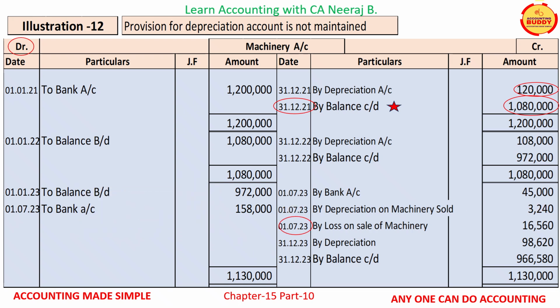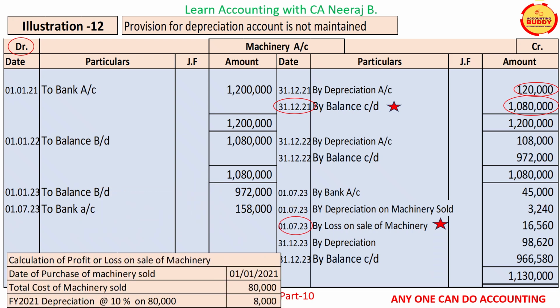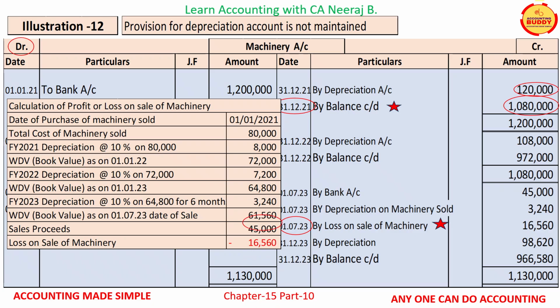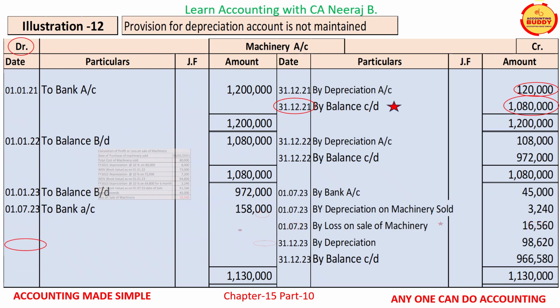On 1st of July 2023, the loss on sale of machinery is posted. Since the WDV of $61,560 is less than the sales proceed of $45,000, a loss of $16,560 on the sale of machinery is posted on the credit side of the machinery account. On 1st of July 2023, a new machinery for $158,000 is purchased and is posted on the debit side of the machinery account by writing the words to bank account.